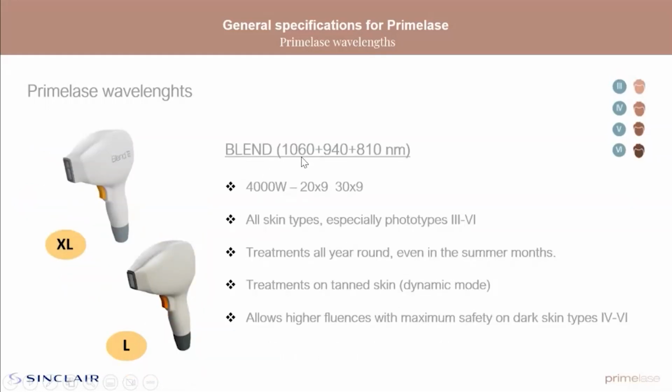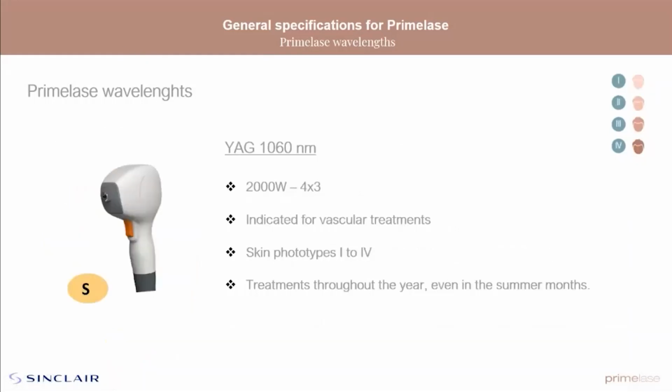So the next one is blend, and because it's this triple wavelength and it has part of longer wavelengths, we can treat phototypes up to 6, so really dark people. So it's a really effective wavelength, but also offering a lot of safety. And here we have 2 different spot sizes. We have the 20 by 9 and the 30 by 9. So a little bit smaller, a little bit wider.